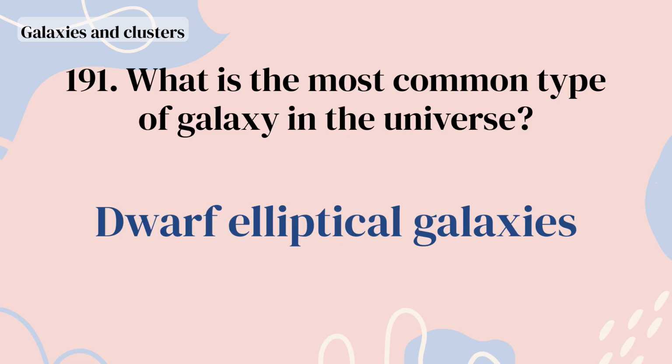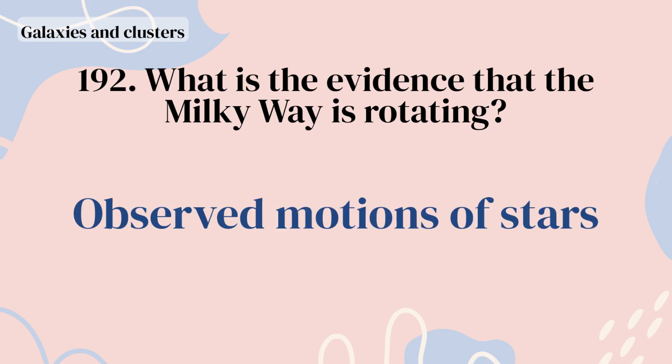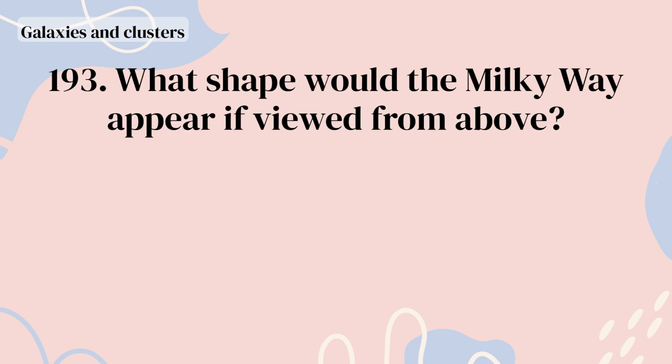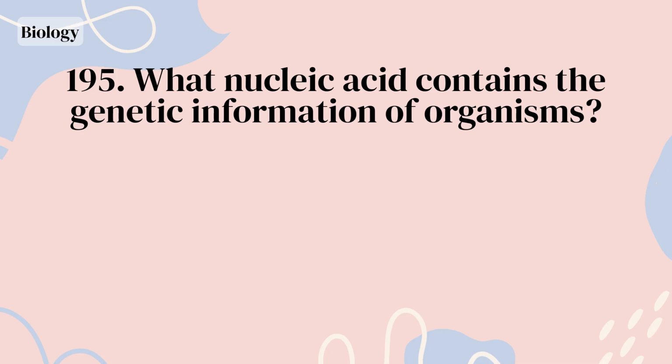Dwarf elliptical galaxies. What is the evidence that the Milky Way is rotating? Observed motions of stars. What shape would the Milky Way appear if viewed from above? A spiral shape. What substance increases the rate of a chemical reaction? Catalyst. What nucleic acid contains the genetic information of organisms?